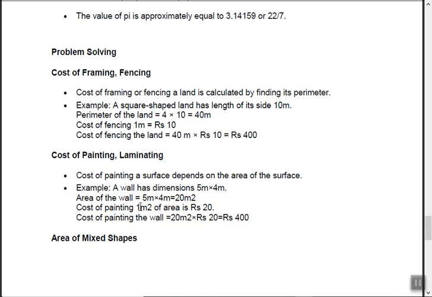So the cost of painting is, let's say, rupees 20. So what will be the total cost? The total cost will be 20 into 20. Why? Because 20 is per square meter. Cost is always given in per square meter, per note, per element, per kg, per liter, like that. So the cost of painting will be 20 into 20, rupees 400.